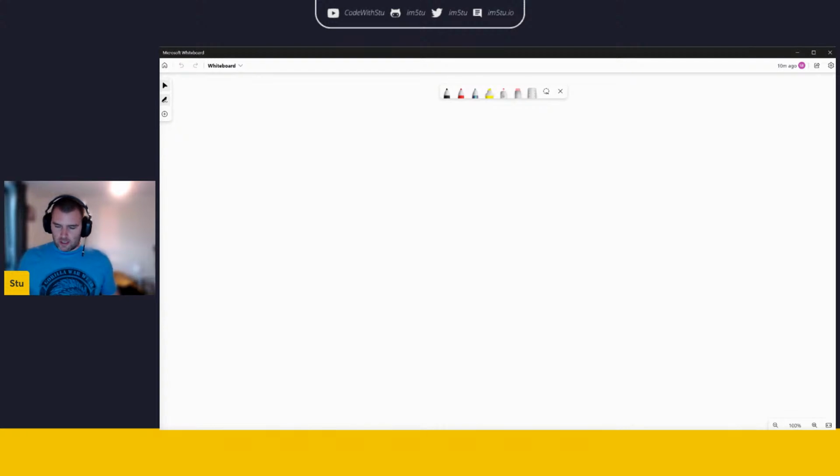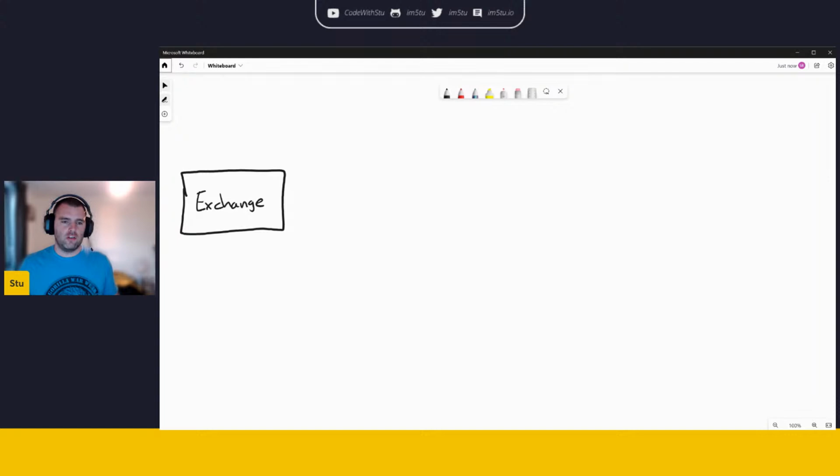So if we're looking at the data ingestion, the first thing we're going to have on our diagram is our exchange. And this might be the London Stock Exchange, or it could be NASDAQ or something like that. I think for the purposes of these interviews, it doesn't really matter which exchange it is. You're just representing a concept called exchange.